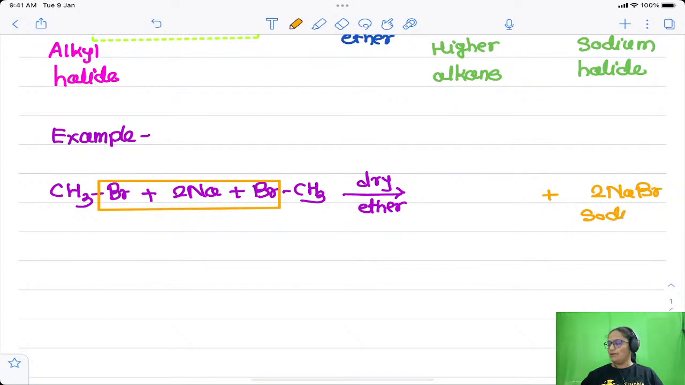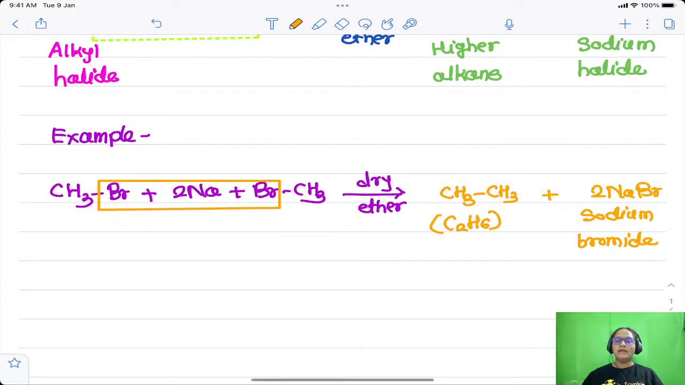What is the byproduct name? Sodium bromide. What will be the product then? 2 R you have to connect to each other, that is CH3 connected to CH3, that means C2H6. That means an alkane containing 2 carbon atoms. The name of this alkane is ethane. So when you treat 2 methyl bromide molecules with each other, we get the ethane molecule.